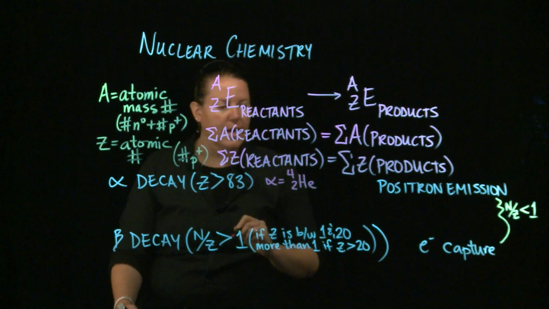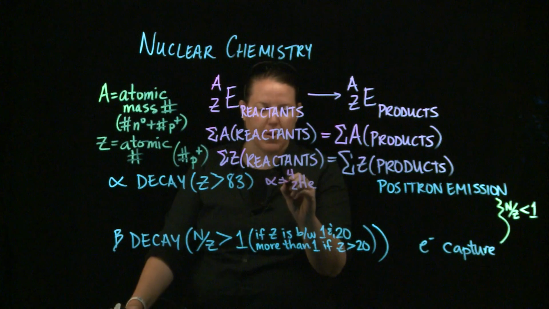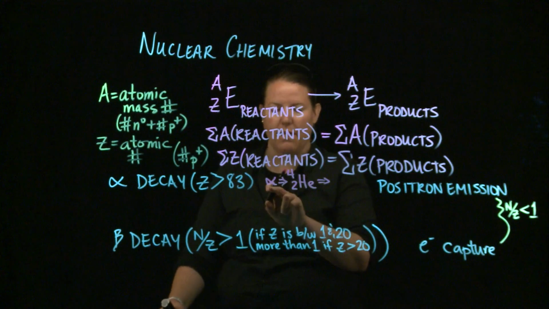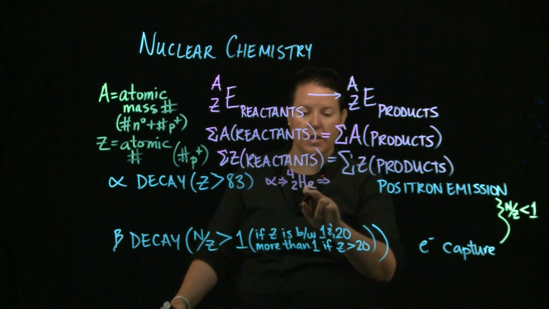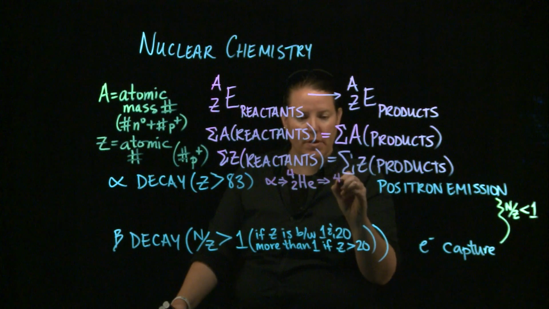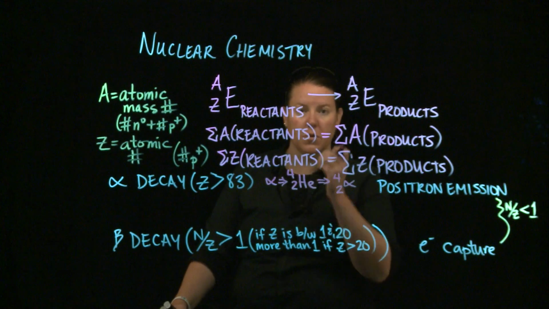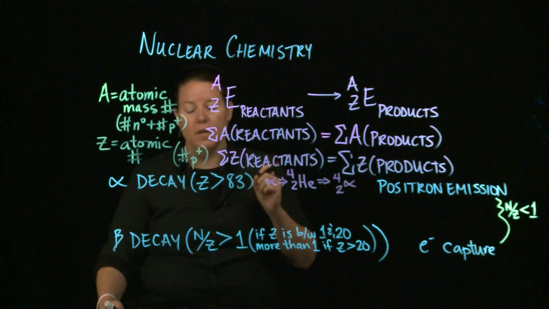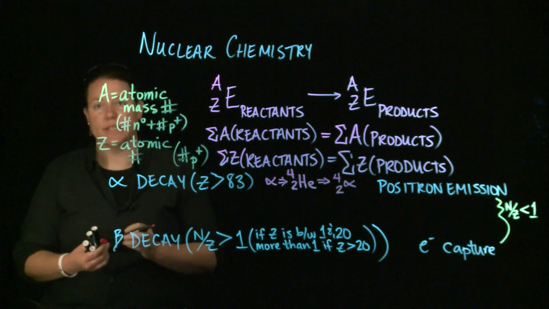We could label it like that. We could label it like an alpha particle. You just write alpha, or write 4 over 2 He, it's a helium atom. Or we could write 4 over 2 alpha. All of those are possible, right? So let's take something that's going to decay in this way.